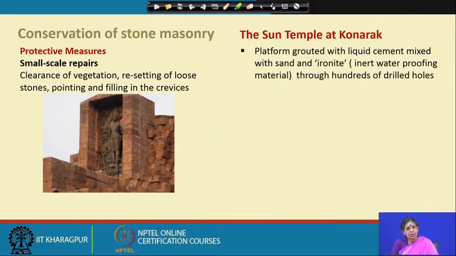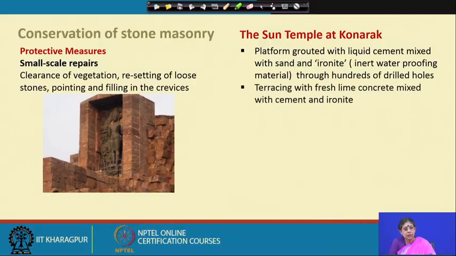Then some other measures were also taken. The platform was grouted with liquid cement. We talked about grouting when we talked about consolidation. The grouting was with liquid cement mixed with sand and ironite. Ironite is an inert waterproofing material, applied through hundreds of drilled holes in the surface, to give strength to the terracing, because there is no water accumulation. Terracing was done with fresh lime concrete mixed with cement and ironite, and rusted iron clamps were replaced with copper ones.